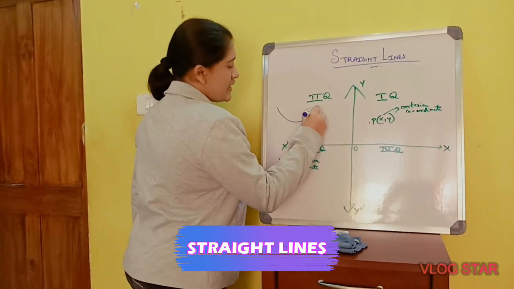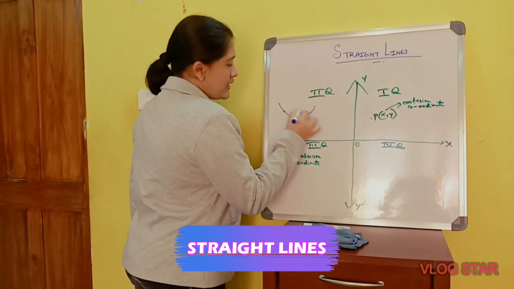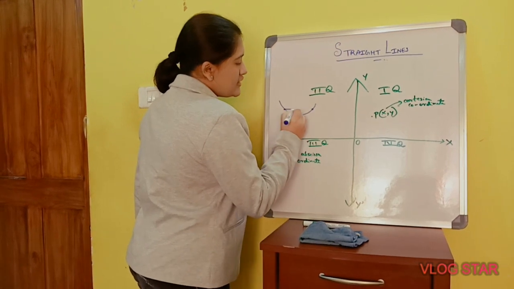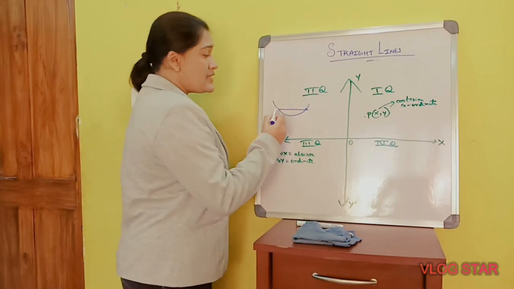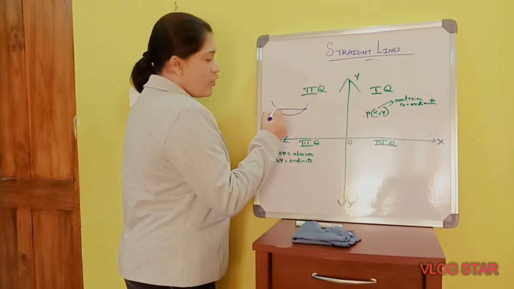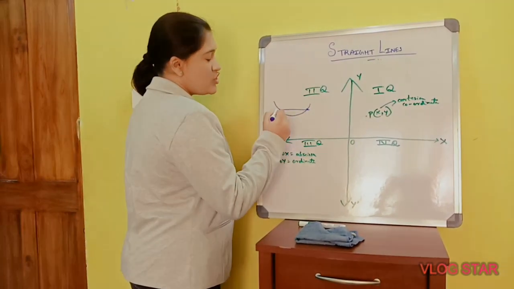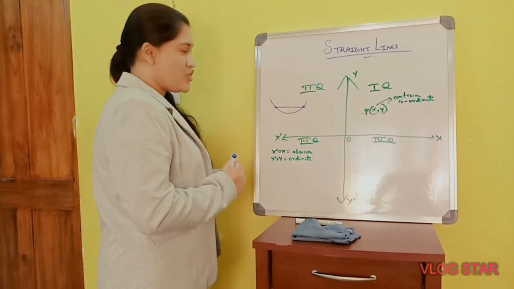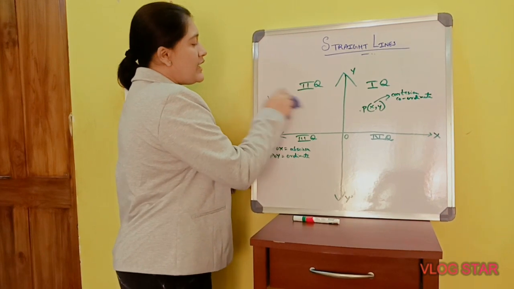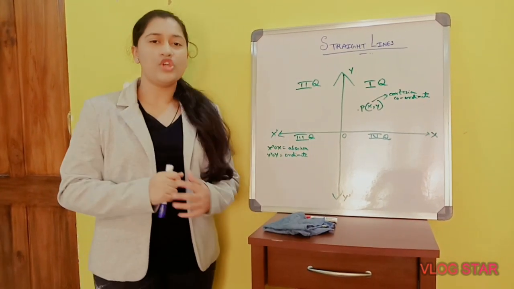Any curve is said to be a straight line if the 2 points plotted on the curve join to make a line segment. The line segment will be formed by the 2 points, and those 2 points should always lie on the curve. So that is known as a straight line. Well, straight line is a part of coordinate geometry.